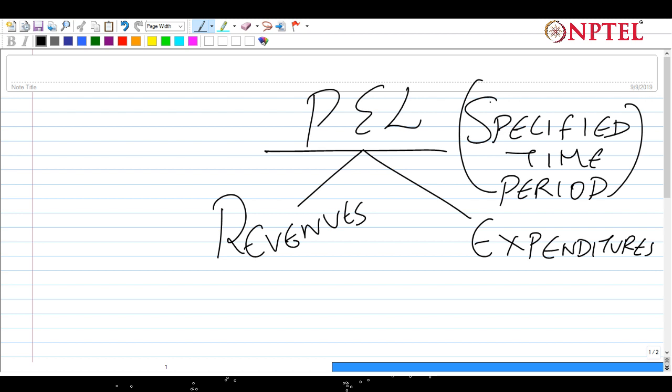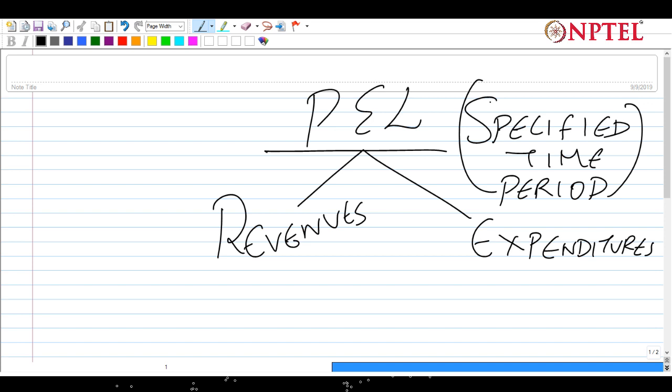A balance sheet is what you own and what you owe. The profit and loss statement is between revenue and expenditure for the specified time period for which you are preparing the statement. Now, moving further from here, I'm just doing a quick recap of what we did so far.